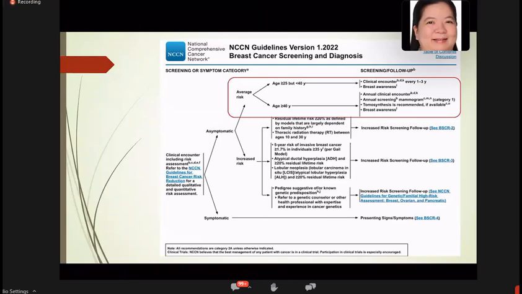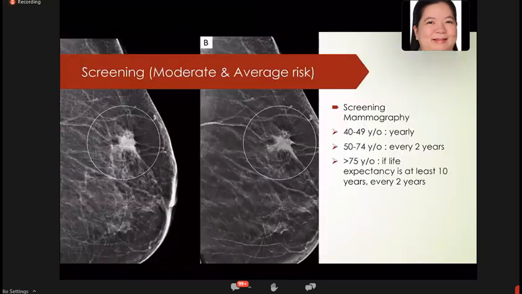Tomosynthesis, iniikot niya yung buong breast mo, no? If available, that is more recommended kasi mas maganda siya. Okay? And syempre, monthly breast awareness. Okay? So that's for average risk individuals. Okay? Or general population natin. Okay? But for those with increased risk, ito.